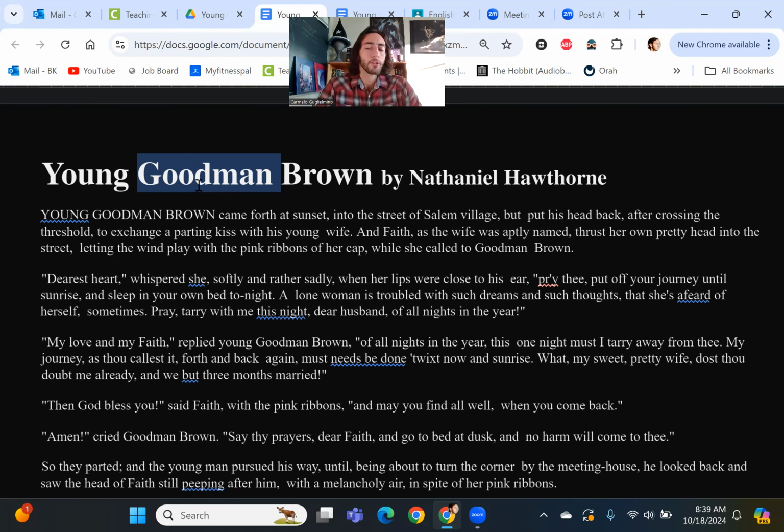Okay, so that being said, let's jump right in and start to tease out just a couple of the opening passages here. "Young Goodman Brown came forth at sunset into the streets of Salem village, but put his head back after crossing the threshold to exchange a parting kiss with his young wife. And Faith, as the wife was aptly named, thrust her own pretty head into the street, letting the wind play with the pink ribbons of her cap while she called to Goodman Brown.